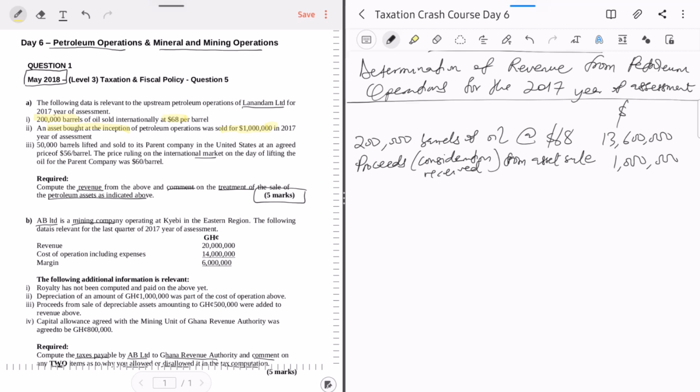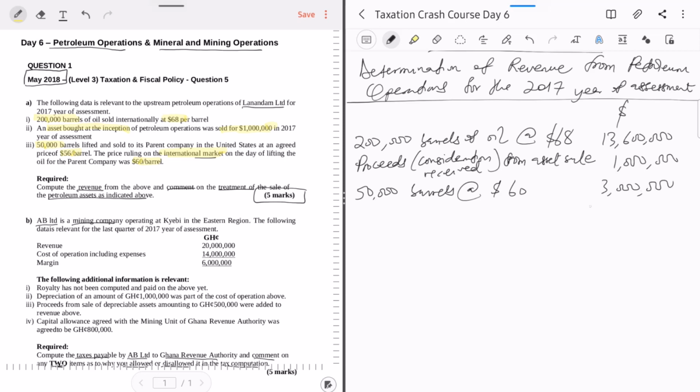What else? They said 50,000 barrels of oil were sold to the parent at $56, but the international oil market price is $60. So let's use the international oil market price of $60, and not what they decided to use among themselves. So we have 50,000 barrels at the international price of $60 per barrel. 50,000 times 60 will give me $3 million.